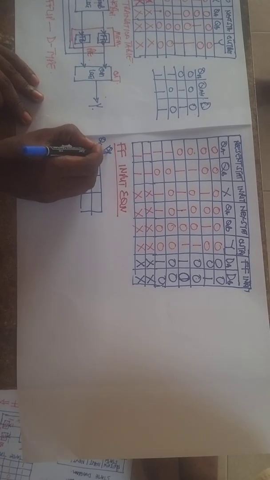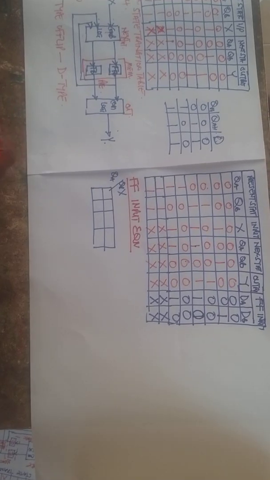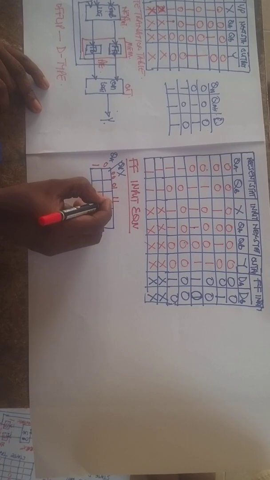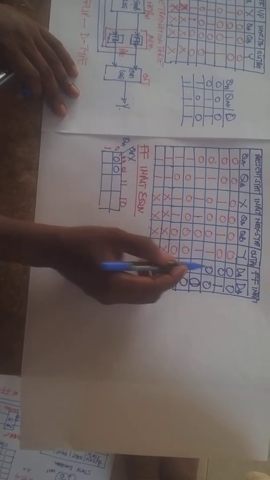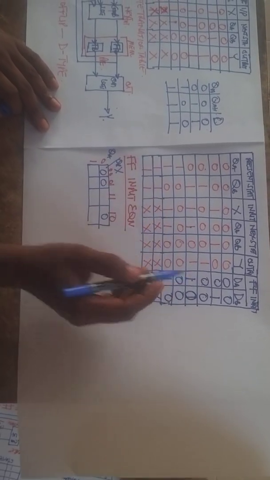QA, QB, X. Okay, so let's fill in for DA. 0, 0, 0 is 0. 0, 0, 1 is 0. 0, 1, 0 is 0. 0, 1, 1 is 1.